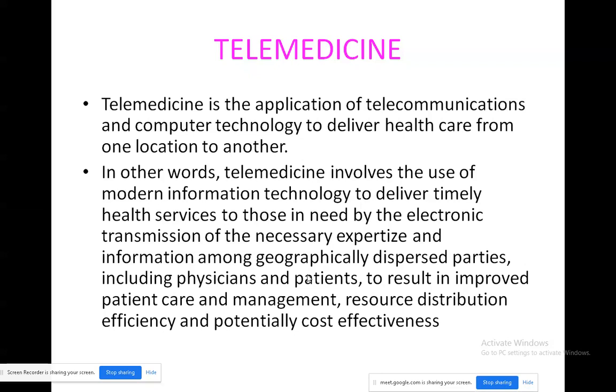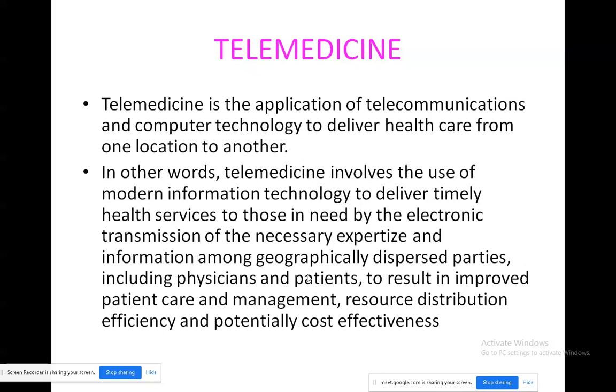Why we go for telemedicine is to provide timely health service. In need of time you will be providing it through telemedicine. Without it, meeting the doctor takes time, and giving the treatment takes time. For that time consideration, without delay, the treatment will be started with the help of telemedicine. This is the main advantage of using the telemedicine technique in the medical field.